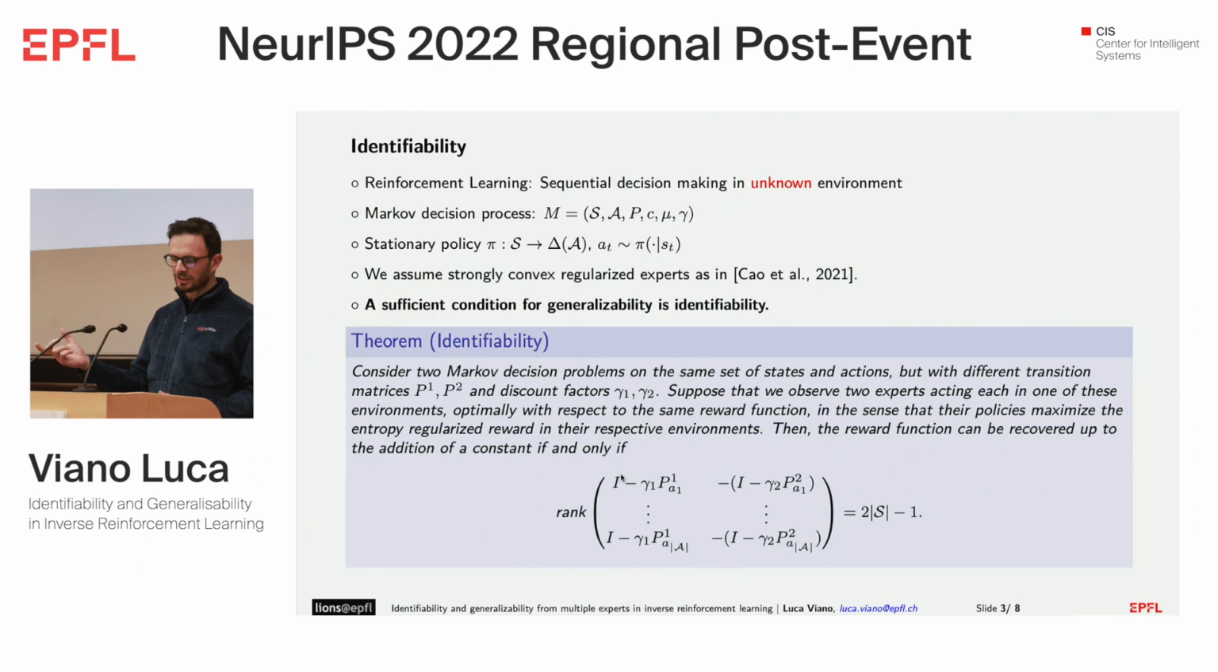So a sufficient condition to achieve our goal is to identify the reward up to a constant, and we find a sufficient and necessary condition expressed by the rank of this matrix such that recovering the reward up to a constant is possible. And intuitively, this condition is saying that the two environments should be different enough to provide to the learner enough knowledge.